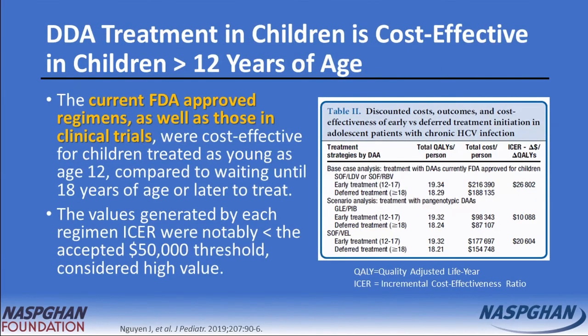Well, we can treat, should we treat, and is it cost effective? Well, several studies have looked at this. I'll show you 2. This study by Nguyen et al. in J Pediatrics showed that if you treat children who are infected with hepatitis C at 12, as opposed to waiting till 18 years or later to treat, there is a significant improvement in quality of life and dollars per quality-adjusted life year, all below the $50,000 threshold considered to be high value.